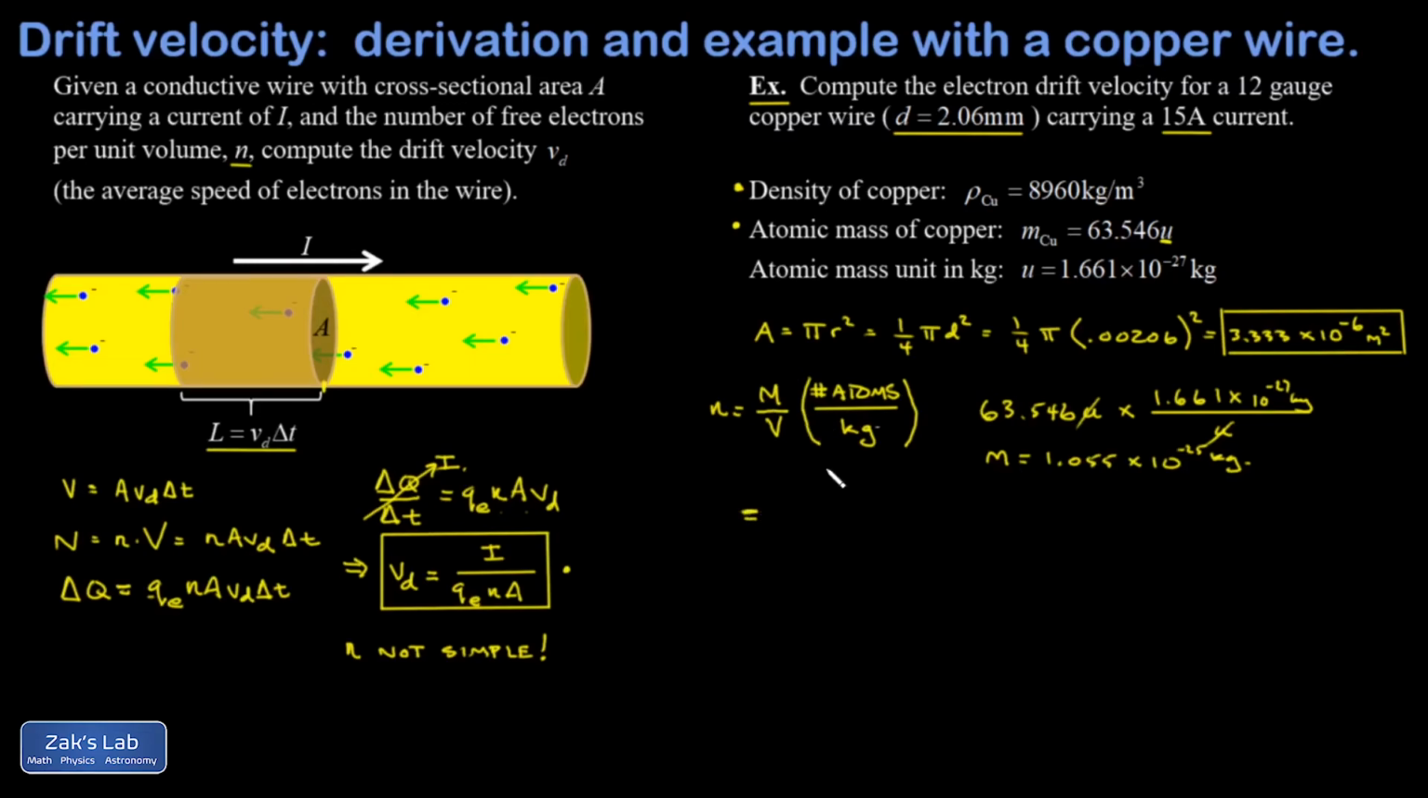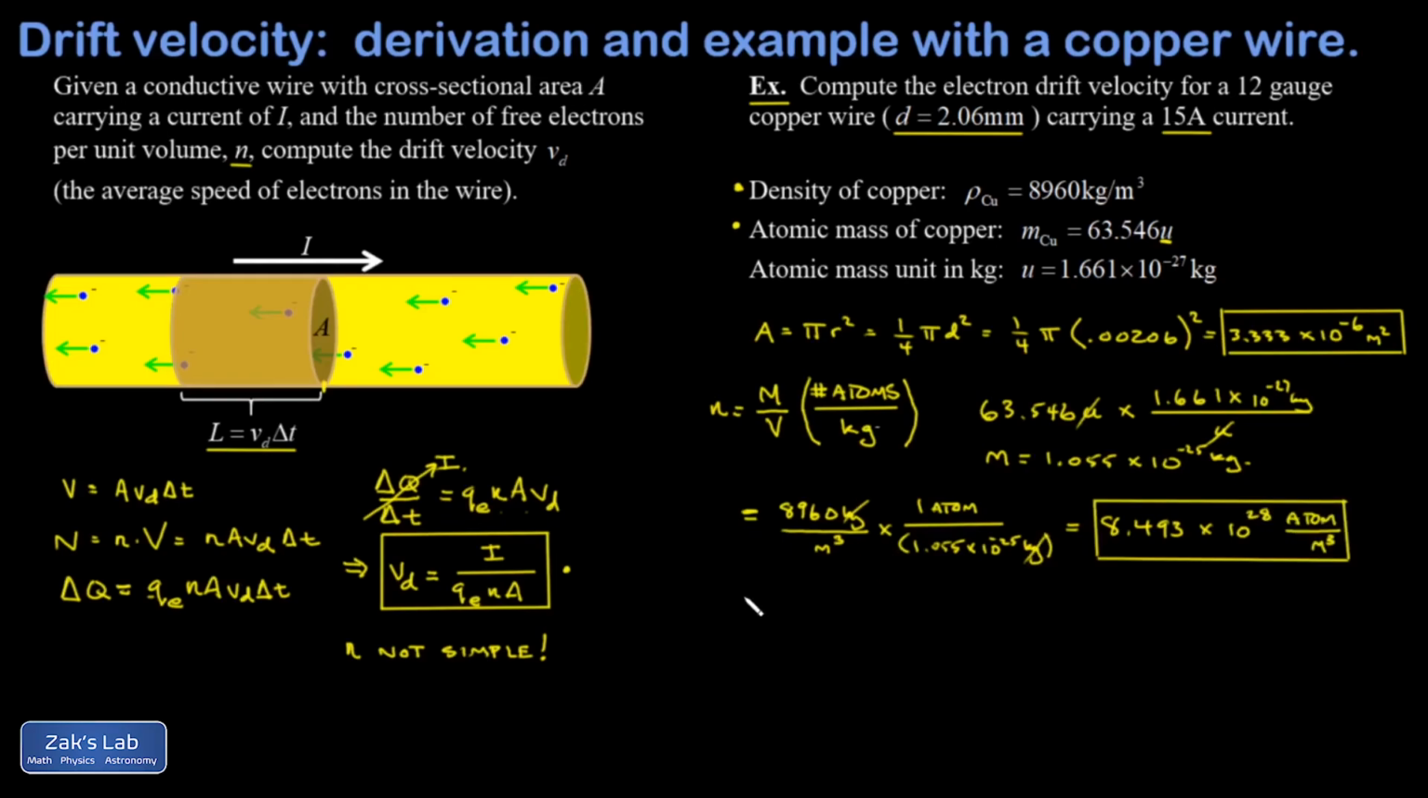So I take the density of copper, that's 8,960 kilograms per cubic meter. And then I multiply by this conversion factor. One atom for every 1.055 times 10 to the negative 25 kilograms. And I get 8.493 times 10 to the 28th. My surviving units here are atoms per cubic meter.